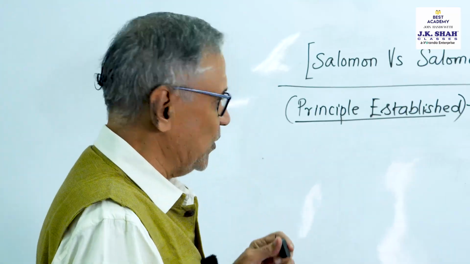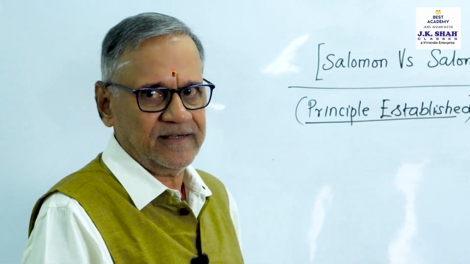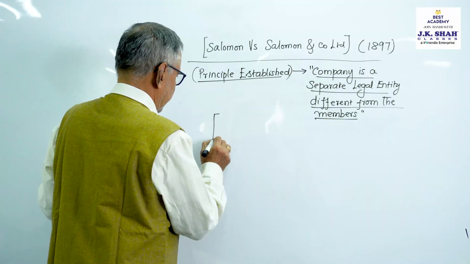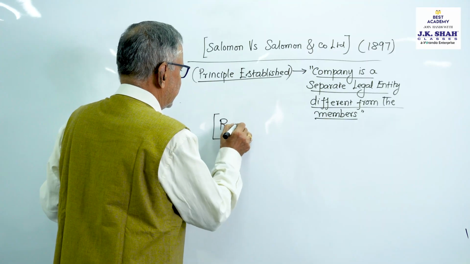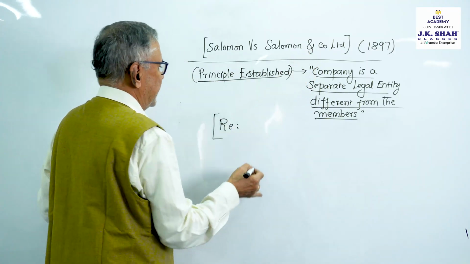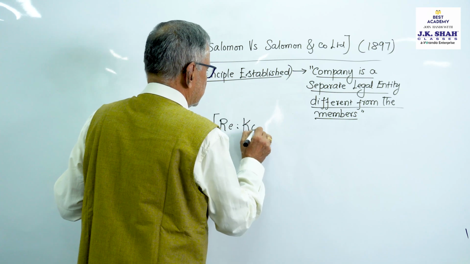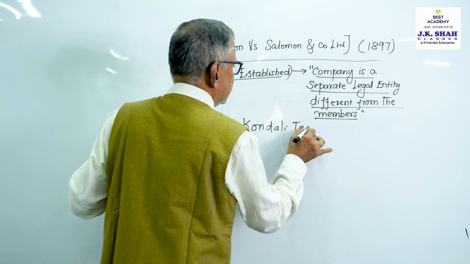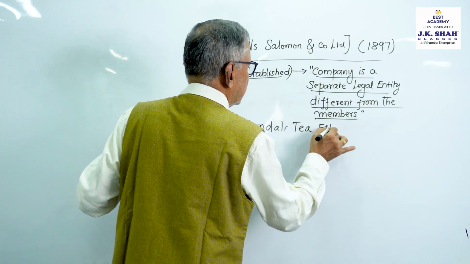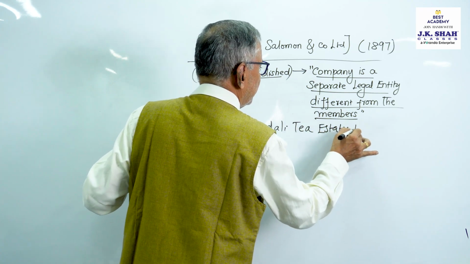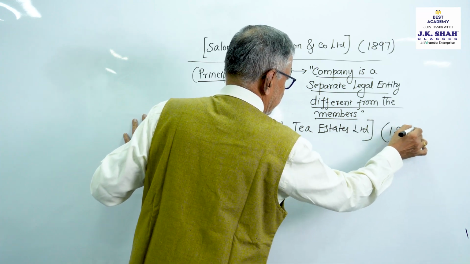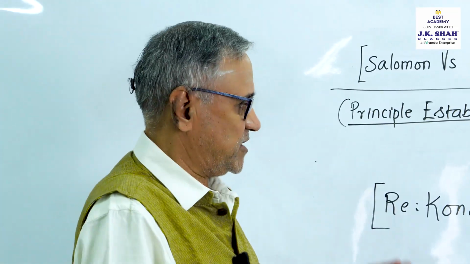Most of us do not know that in India, in West Bengal, a case was held 11 years earlier than the Solomon case. The name of the case is Kondali Tea Estates Limited, 1886. What is this case about?